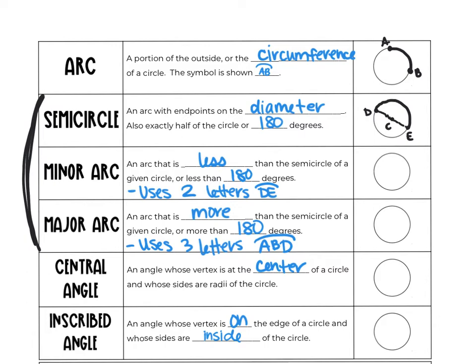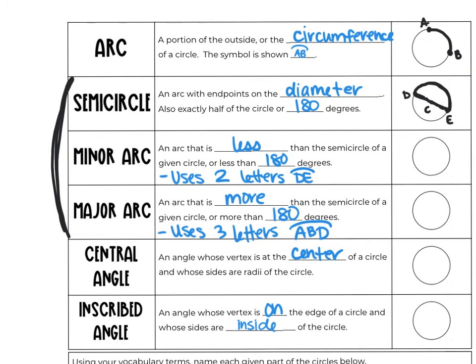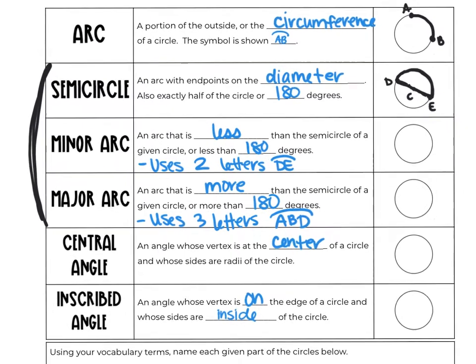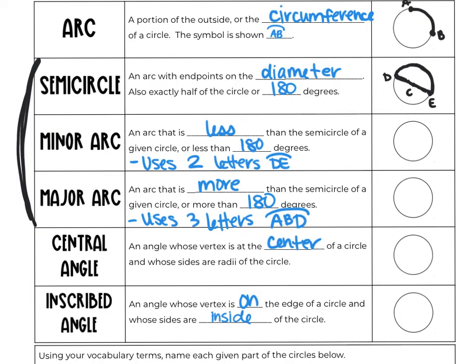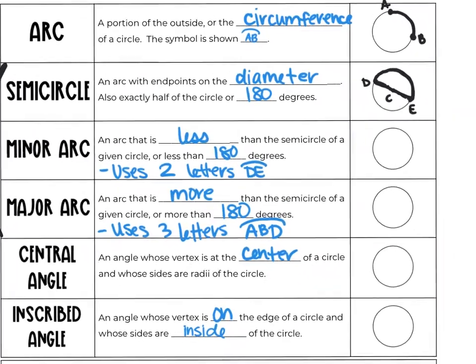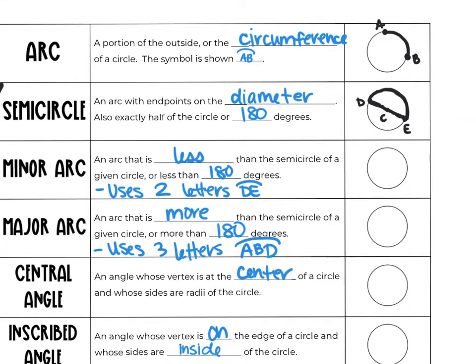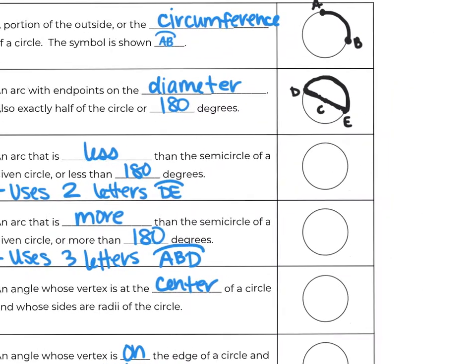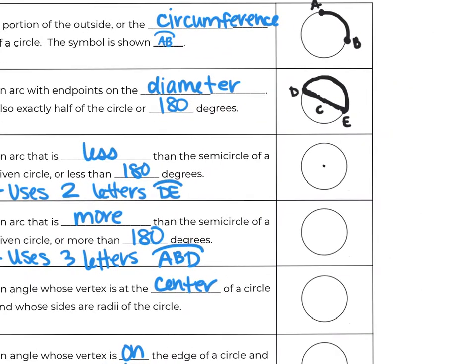So there's the diameter. This arc here would also make a semicircle because it goes from endpoint to endpoint of the diameter. And this is exactly 180 degrees. We're going to use that a lot in today's lesson and homework, that semicircle part. All right, a minor arc is an arc that is less than the semicircle of a given circle, or less than 180 degrees.